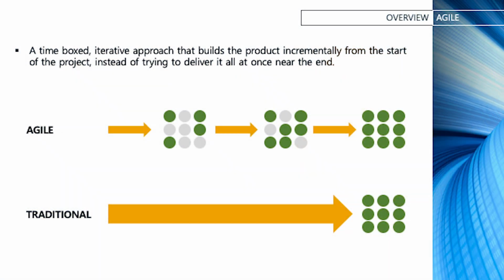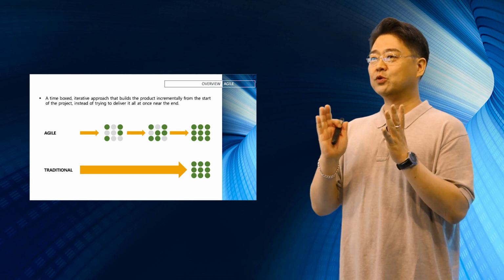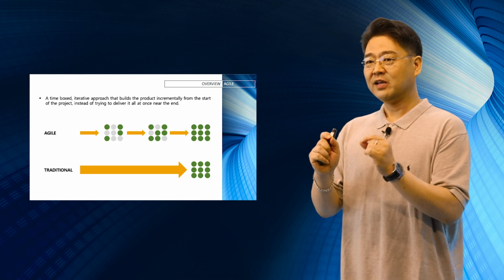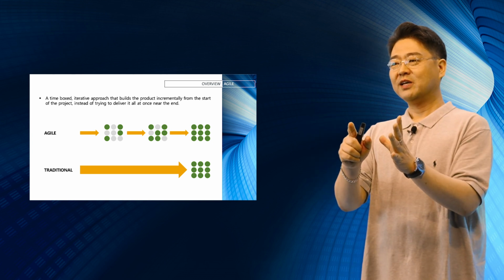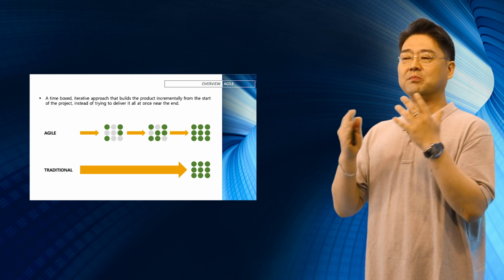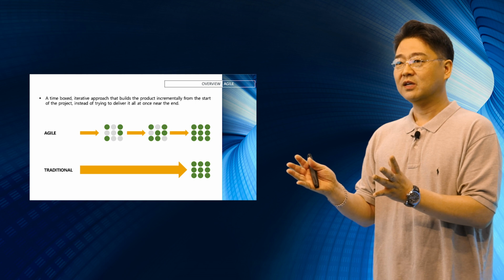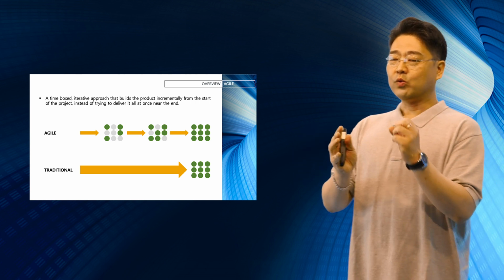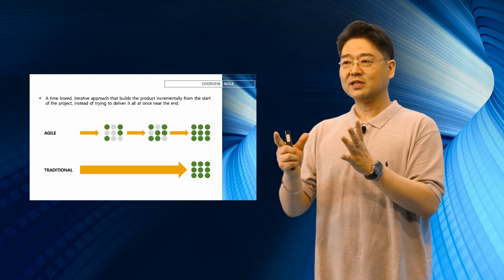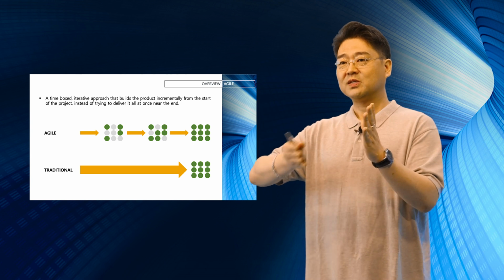Now let's begin. This is Agile in a nutshell. A time-boxed iterative approach that builds the product incrementally from the start of the project instead of trying to deliver it all at once near the end. Now, if you look at the bottom part, there's a traditional approach. What people have been doing is spending years, months on planning for something and they try to deliver the entire product at once. Agile does not do that. We break it down to pieces and we run multiple projects to deliver the entire product in the end, but we cut it down to pieces, step by step by step.